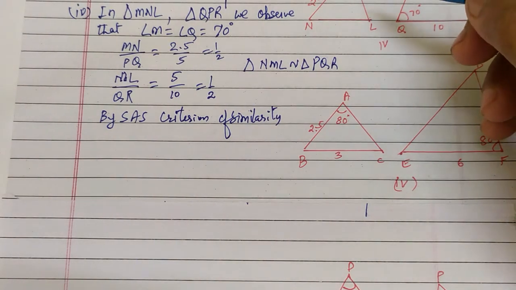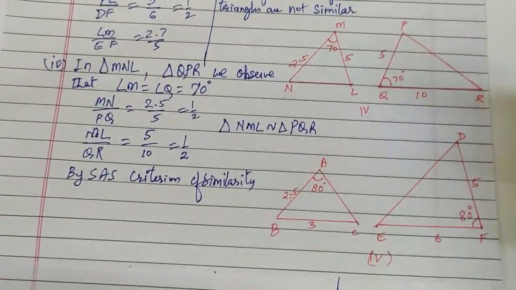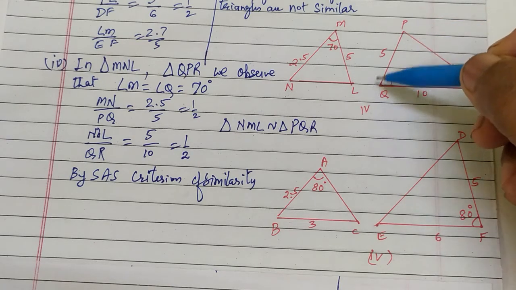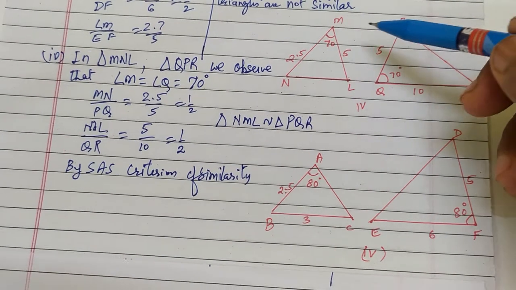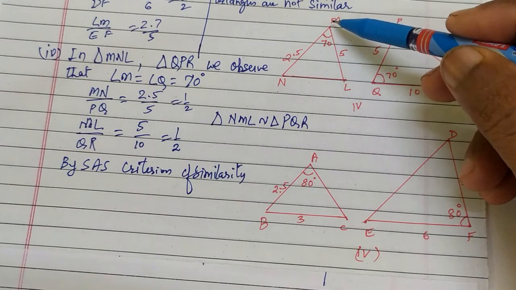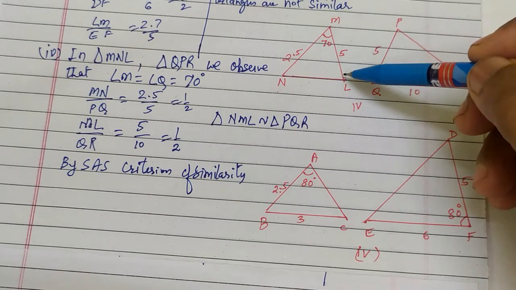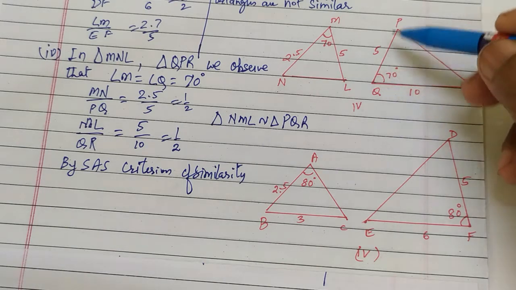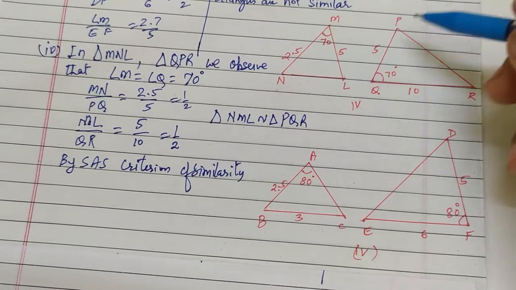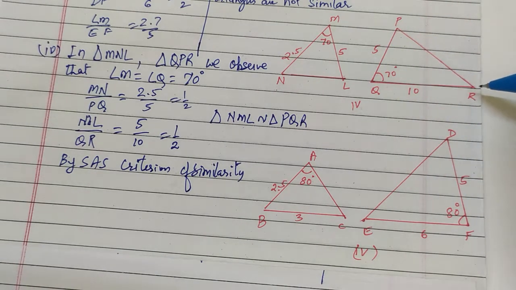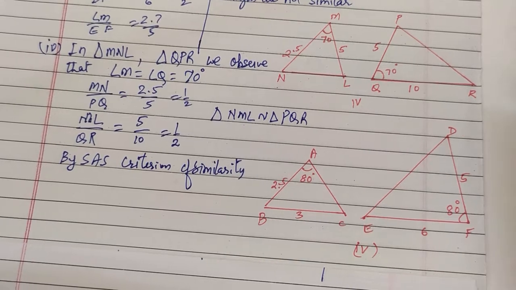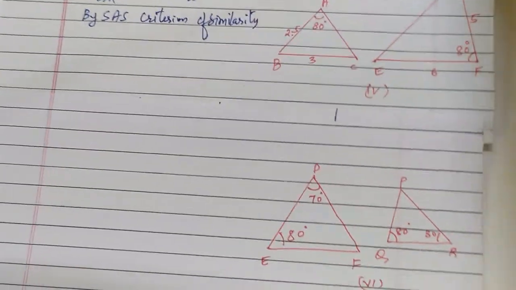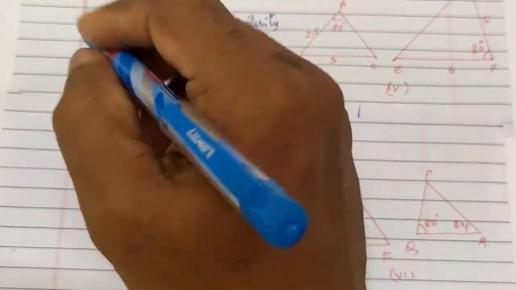You can check. NM it is 2.5, PQ it is 5, and ML is 5 and QR is 10. So it is 5 to the 10. So by SAS, that is side angle side criterion. And we'll see the fifth one.